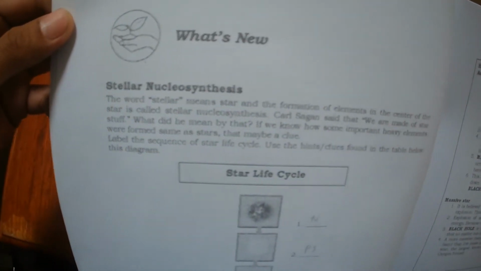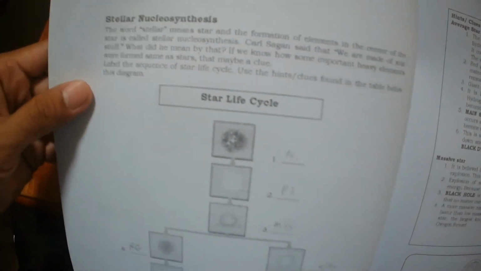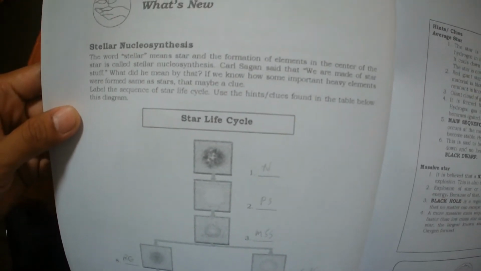Okay. Stellar nucleosynthesis. The word stellar means star, and the formation of elements in the center of the star is called stellar nucleosynthesis. Carl Sagan said that we are made of star stuff. What did he mean by that? If we know how some important heavy elements were formed as the stars, that may be a clue.